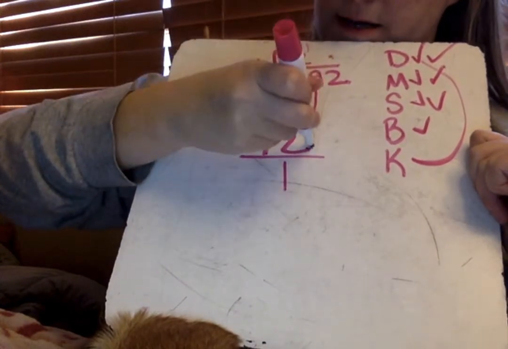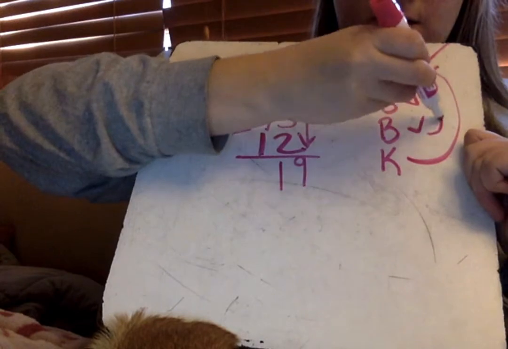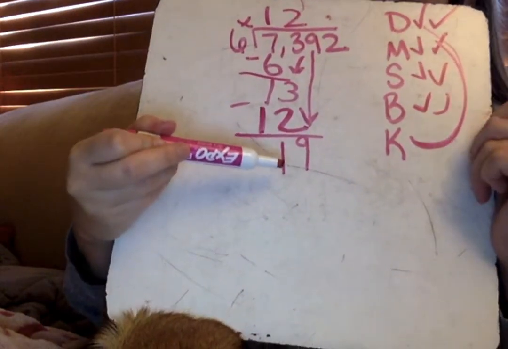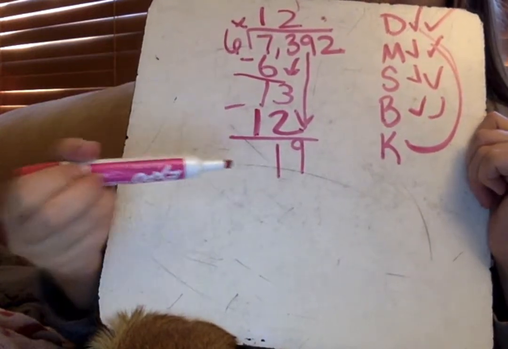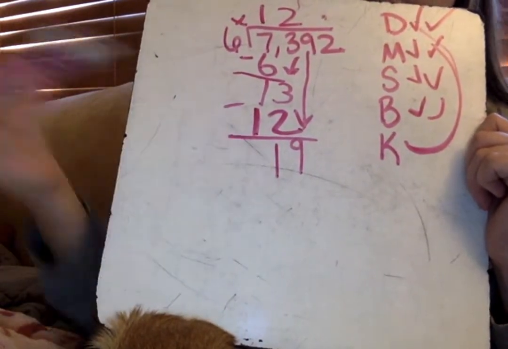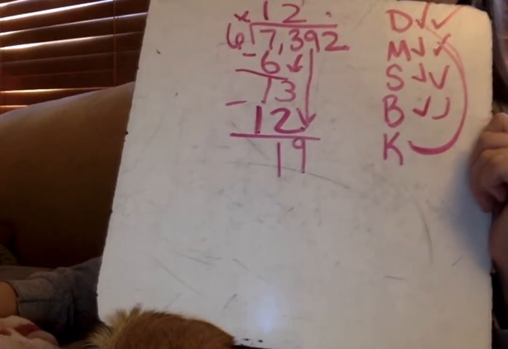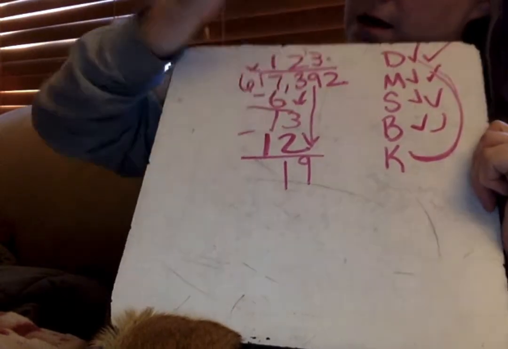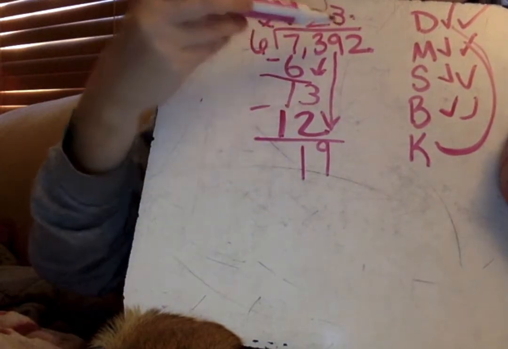So now I'm going to bring down the 9. Since I brought down, I got to keep going back to the top. So now I have to decide how many times 6, our divisor, will divide into our dividend 19. I have to think what times 6 is close to 19. I know that 6 times 3 is close to 19, so 6 will divide into 19 3 times.